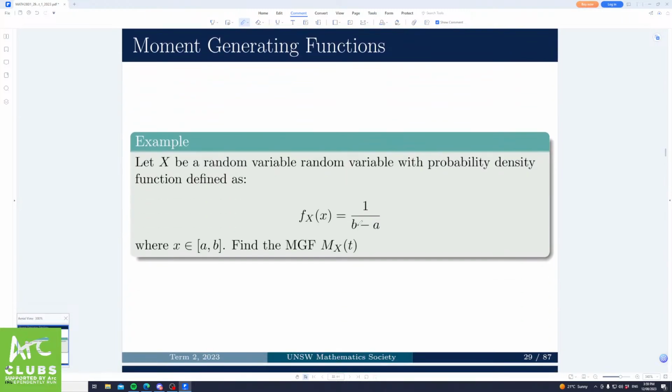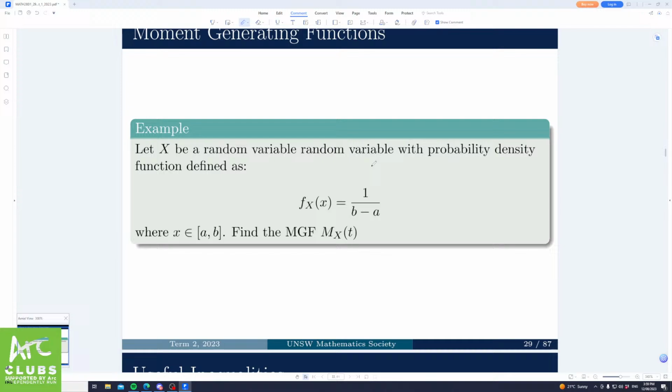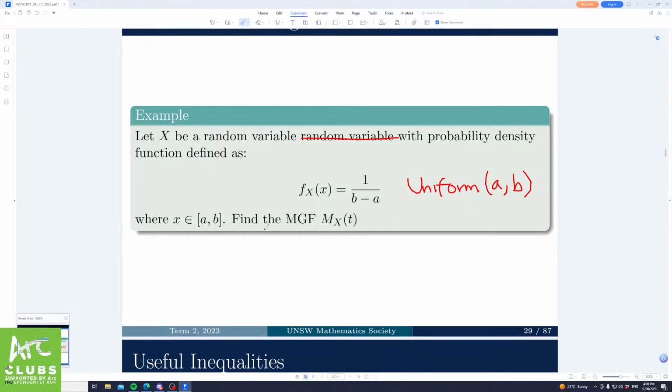So we can look at a quick question here. Let x be a random variable with PDF function defined as this. Now, hopefully you guys know that this follows a uniform distribution from A to B. Hopefully that looks pretty familiar. Find the moment generating function.